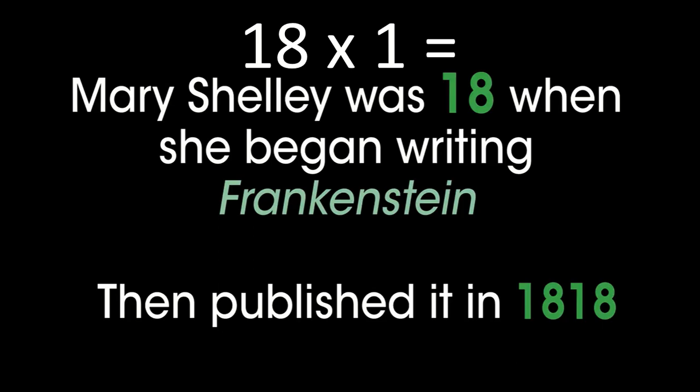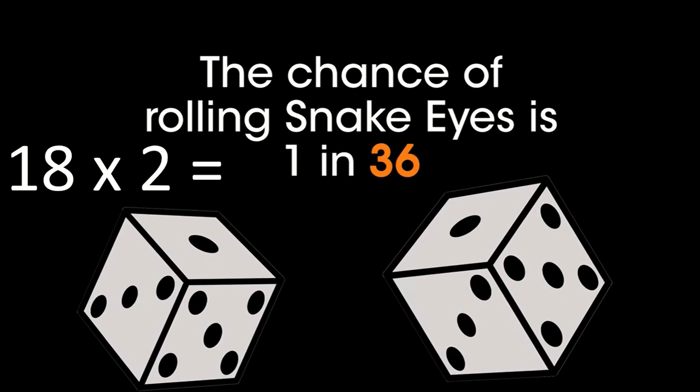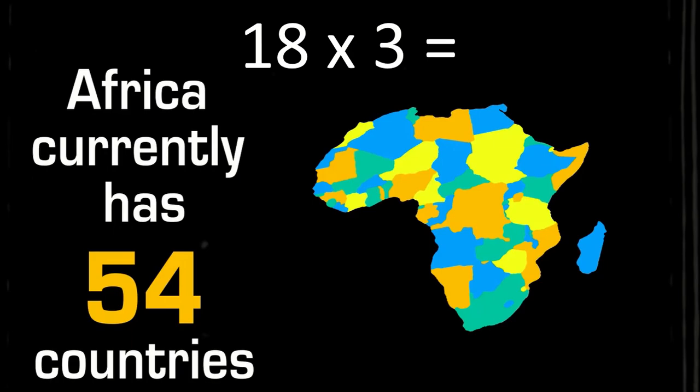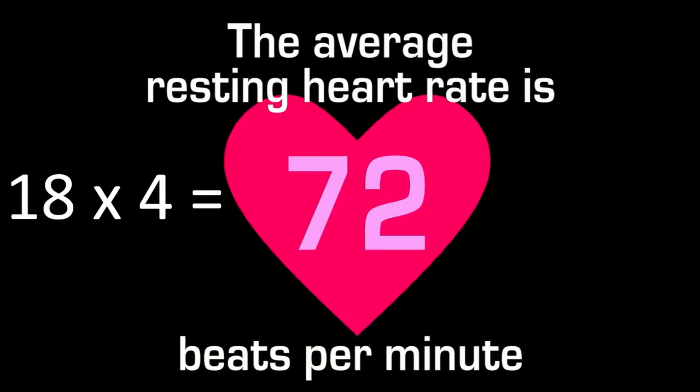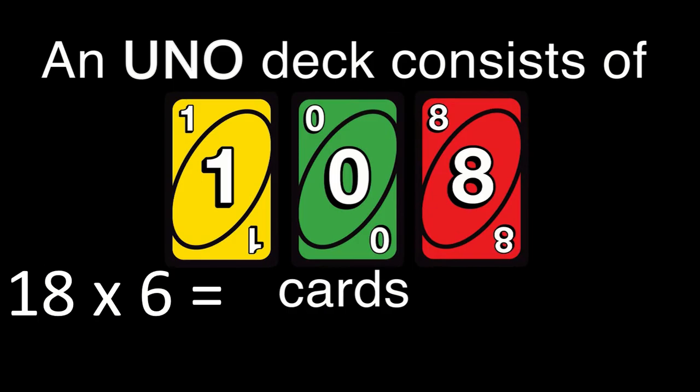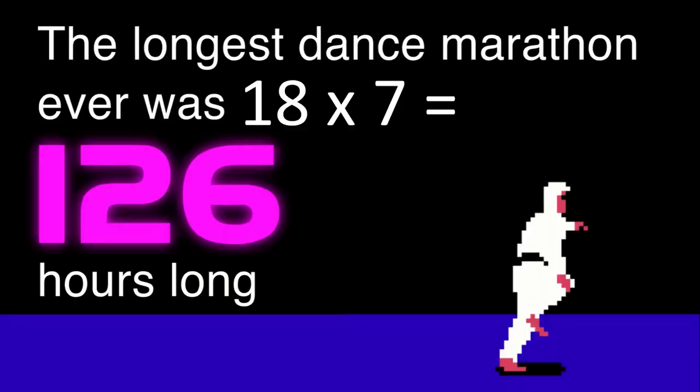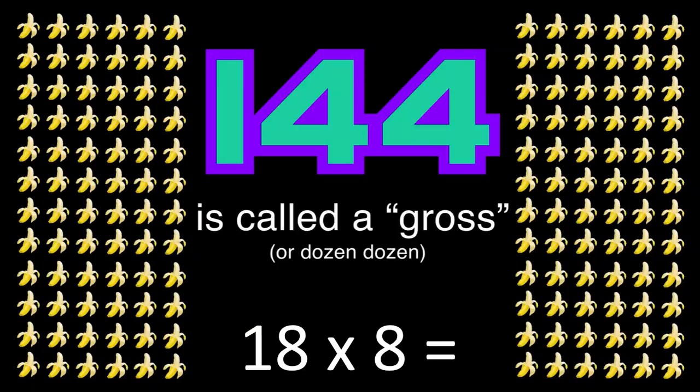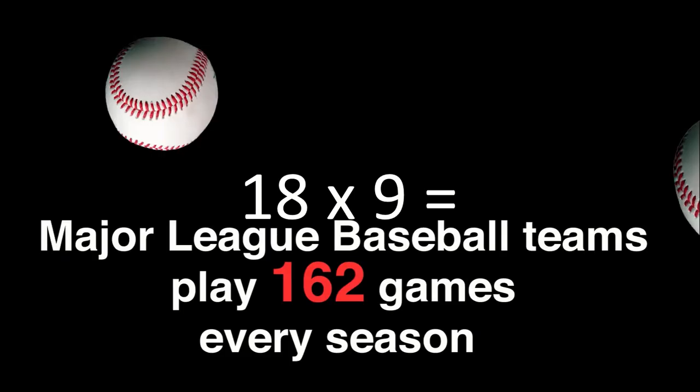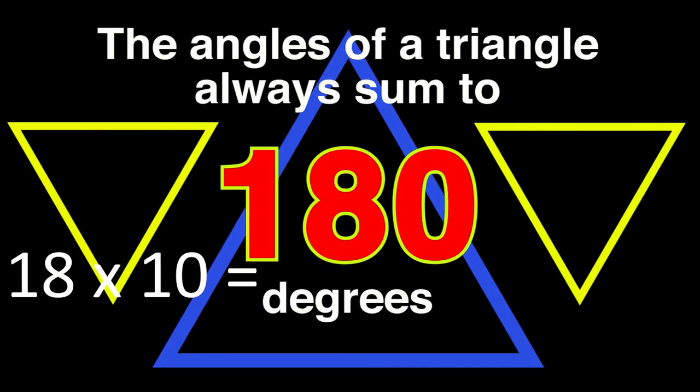18 times 1 is 18. 18 times 2 is 36. 18 times 3 is 54. 18 times 4 is 72. 18 times 5 is 90. 18 times 6 is 108. 18 times 7 is 126. 18 times 8 is 144. 18 times 9 is 162. 18 times 10 is 180.